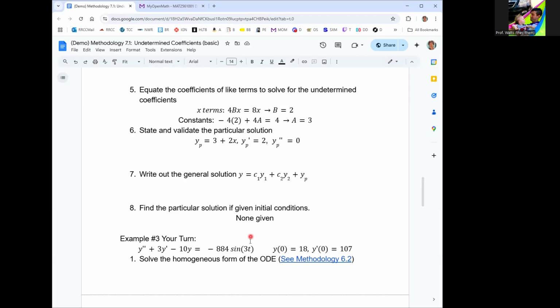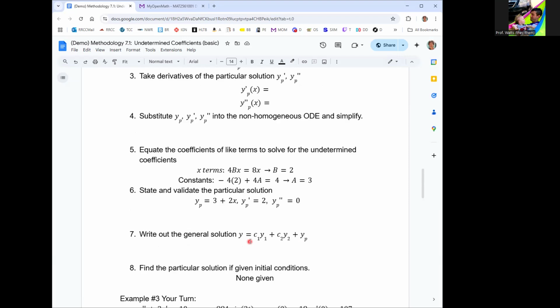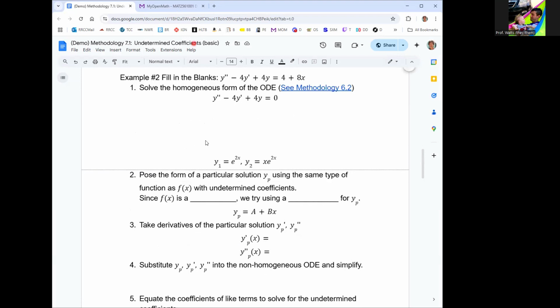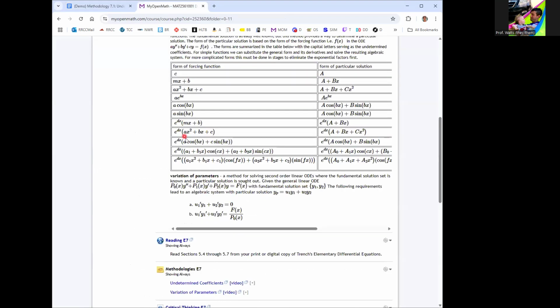All right, that's going to do it for this methodology. Again, there's a methodology 7.2 that does more of the advanced version of undetermined coefficients. And that's really for the lower half of this table when you have an exponential times something more complicated. The technique I just showed is good for the top half, where you can just take derivatives and substitute it in. But if you think about taking 2 derivatives and substituting with some of these more complicated ones, it really becomes unmanageable to do that without making some mistakes.